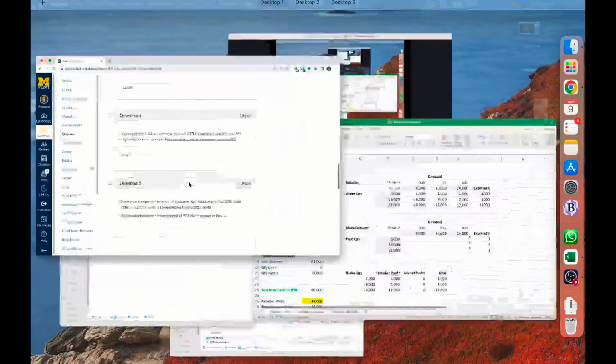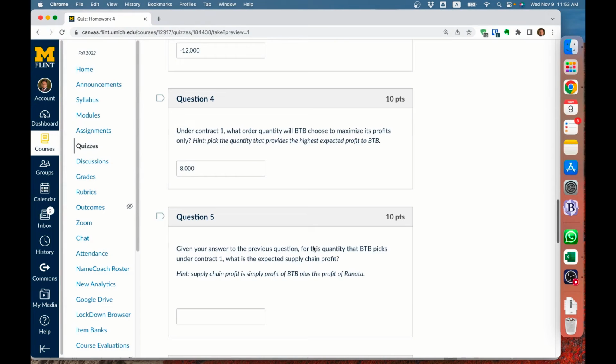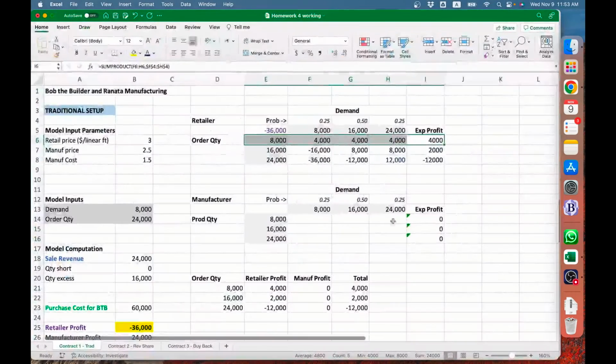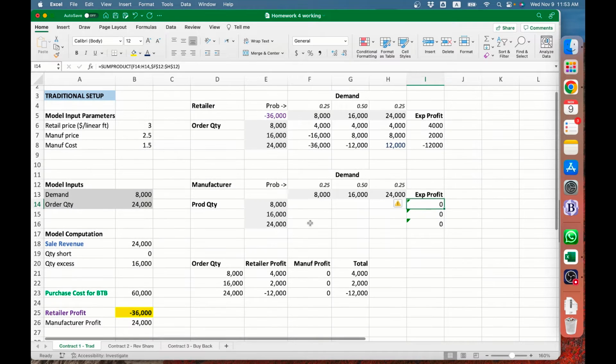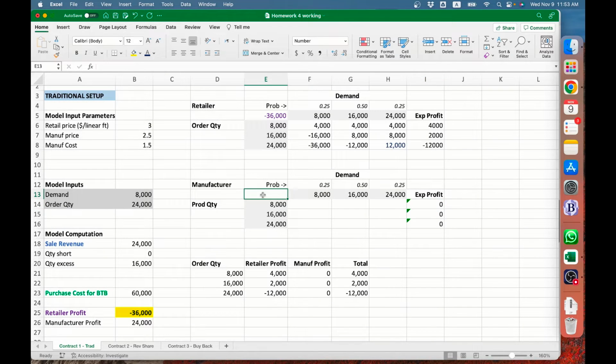Now we go to the manufacturer. Given your answer to the previous question, 8,000 quantity, what is the expected supply chain profit? We need to figure out if 8,000 is ordered, what is the expected profit for the manufacturer, and then we can do the supply chain profit. So here again, we're going to do a data table. We say equals, and use the output of the model, which is the manufacturer's profit. Then we do the same thing.